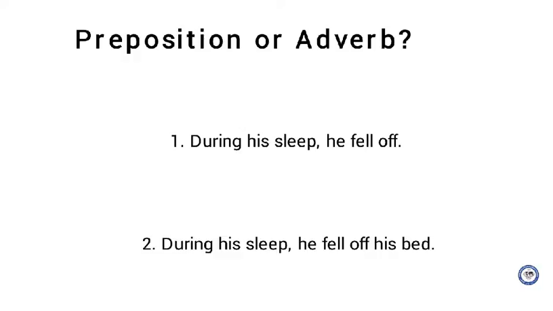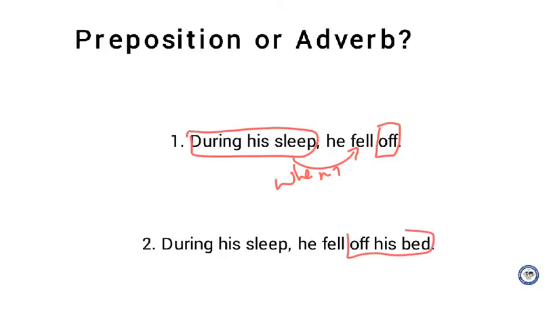One last tip before we leave this lesson. If you look at the first sentence, during sleep he fell off. Now the first prepositional phrase, during sleep, modifies fell, answering the question of when. When did he fall? The answer is during sleep. Now this off is also a preposition, but it's standing alone. Now if you compare this with the second sentence, which is he fell off his bed, where it is followed by a noun and its modifier, then there's a huge difference between them.